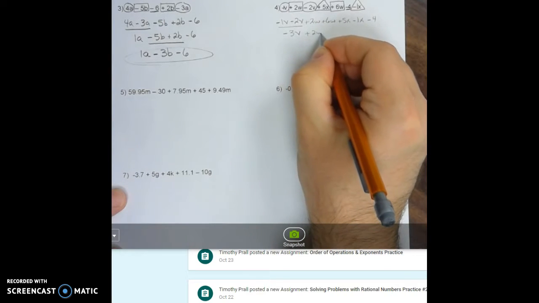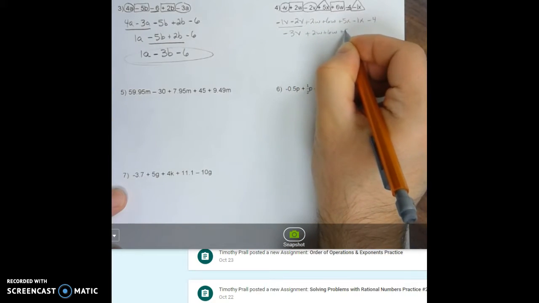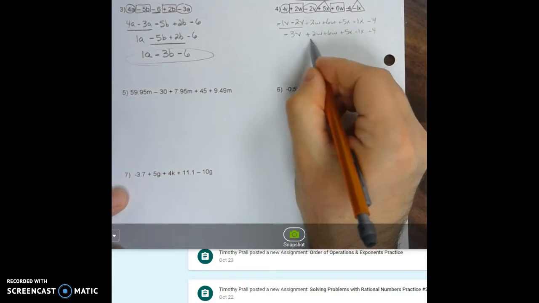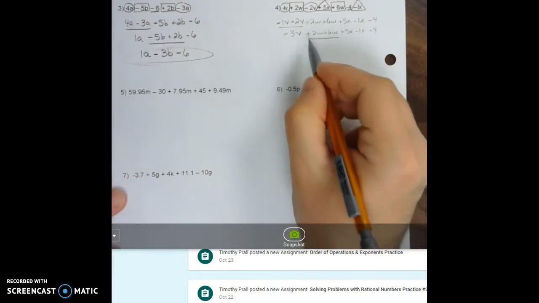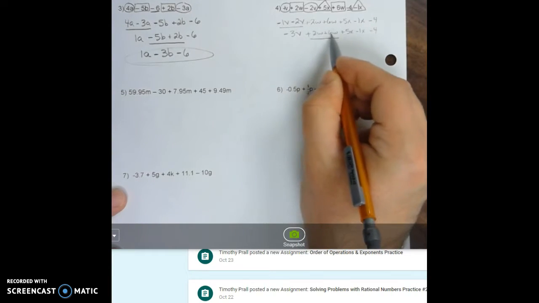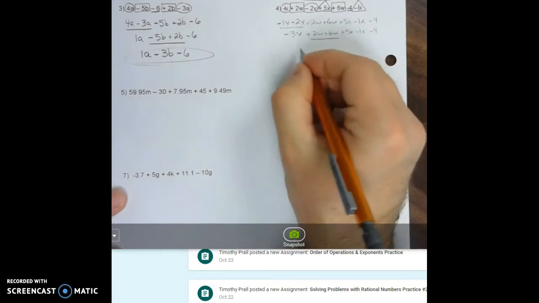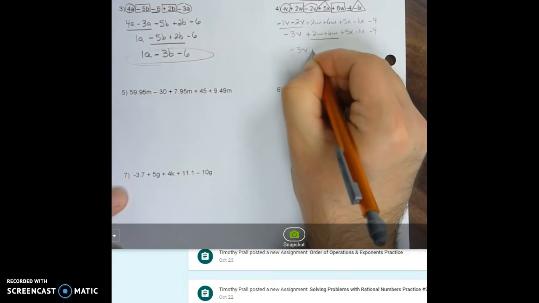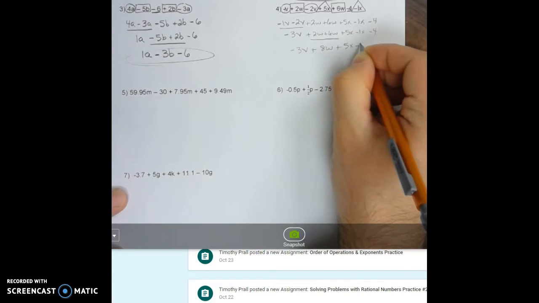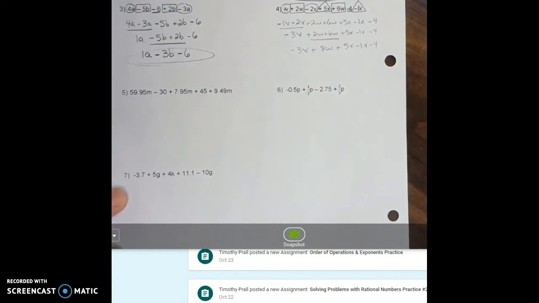Okay, plus 2w plus 6w plus 5x minus 1x minus 4. I'm then going to combine my w terms, positive 2w and positive 6w. They're the same sign, so I would add those together and get 8w. So I have negative 3v plus 8w. Bring down plus 5x minus 1x minus 4.